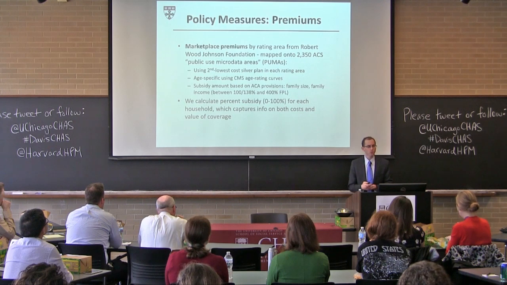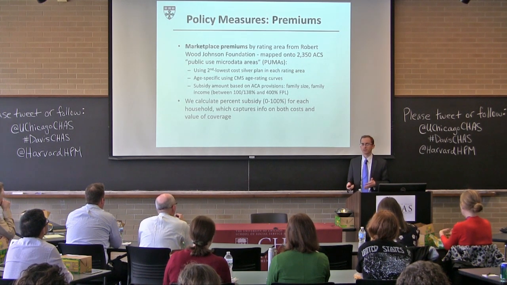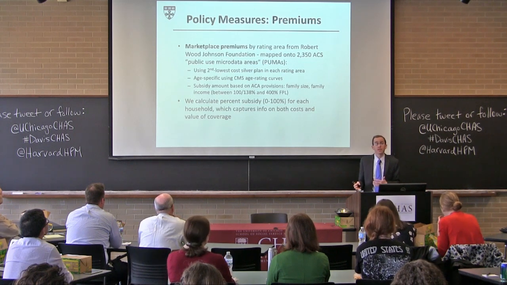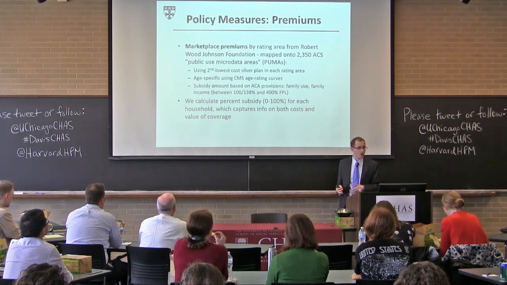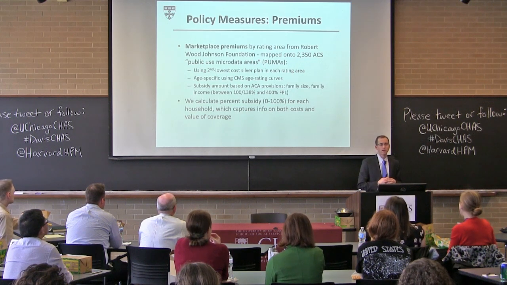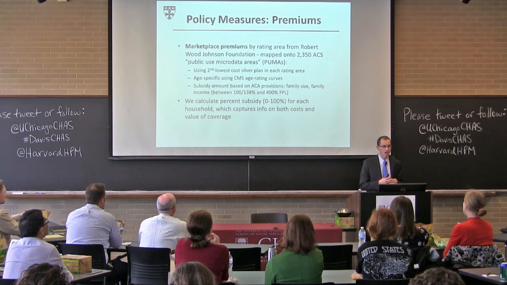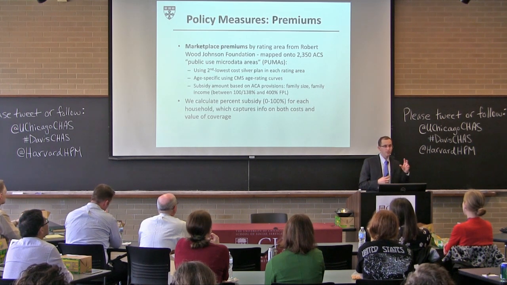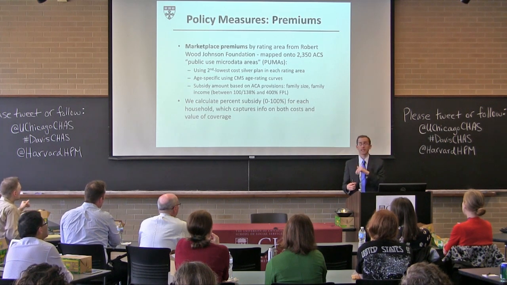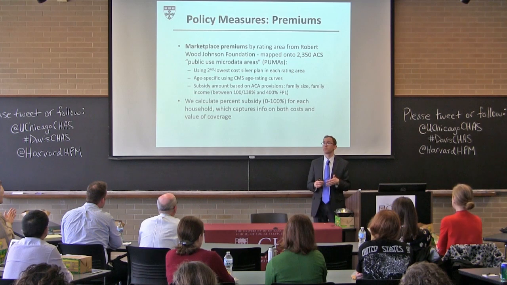For premiums, it's a little more complicated because we're dealing with these marketplace premiums that there are in some places dozens of plans that you can choose from. And it maps onto all of these different rating areas across the country, dozens in some states, where different plans get to set prices differently. And what we do is, in each of these rating areas, we identify the second lowest cost silver plan, and that's the plan that gets pegged to the premium tax credits.